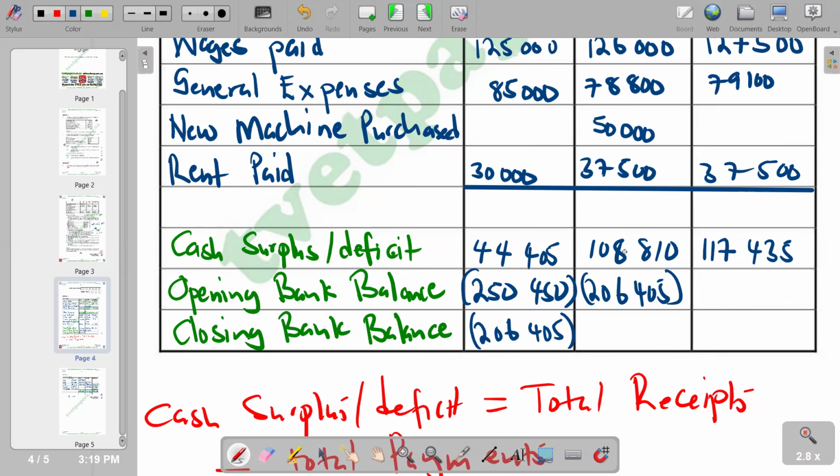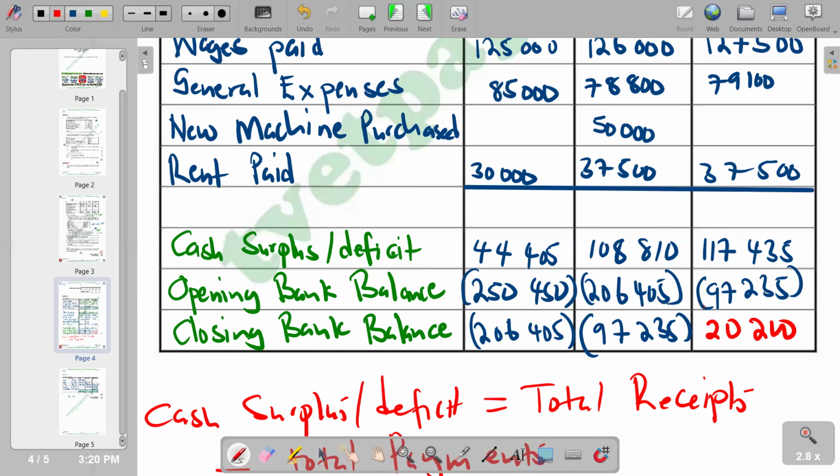Then we are going to say 108,810 minus 206,405. Then we get again a negative 97,235. So it comes again here as a negative. Here's the opening balance of the next month. When you say 117,435 minus 97,235, you now get a positive, which is the final balance. Positive 20,200, which is the final balance.